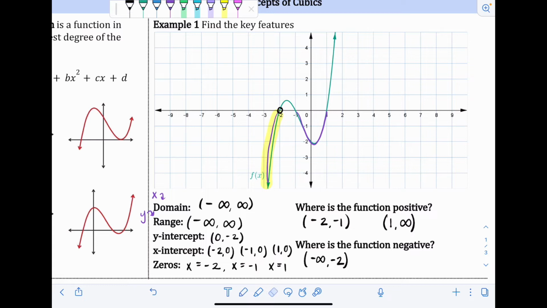And then the other section, this one right here, looks like I covered up the 1 a little bit, but it is below the x-axis at this -1, and then it stays below and it comes back up at +1. So between -1 and +1, and then same thing, we can't include those numbers because they're not negative there, they're just at 0.